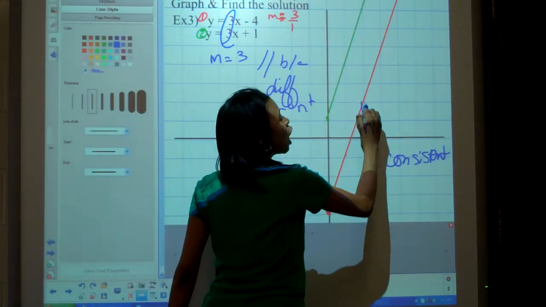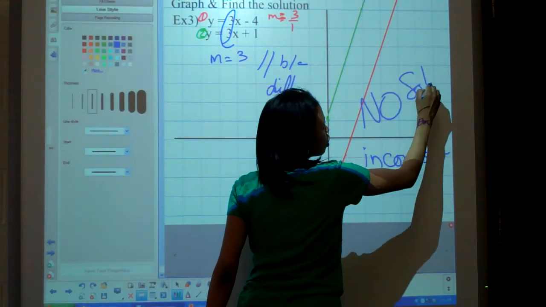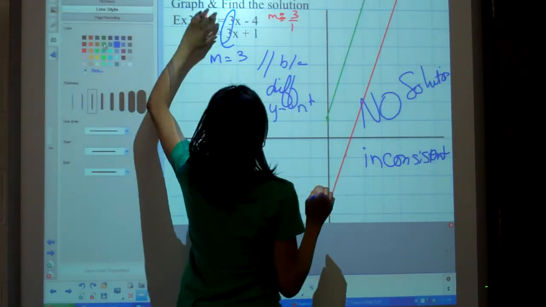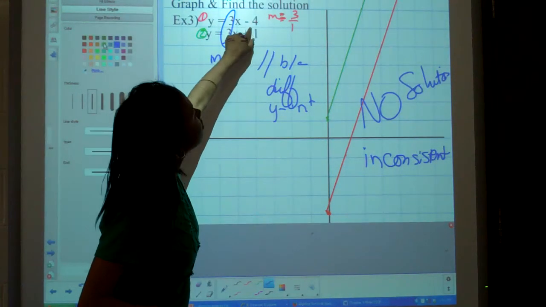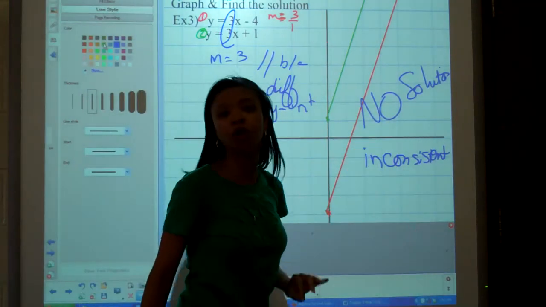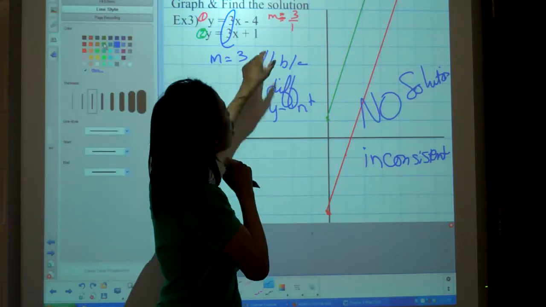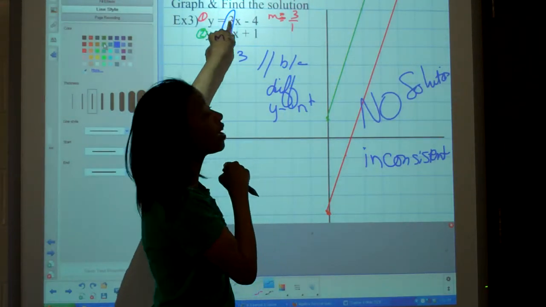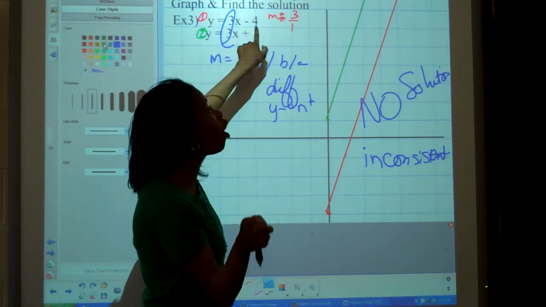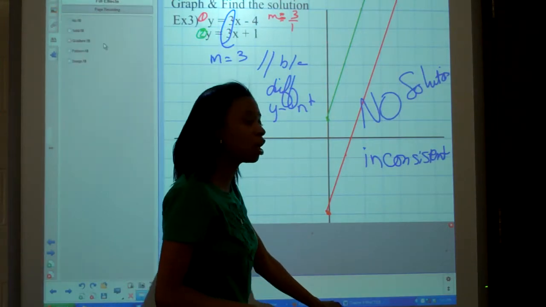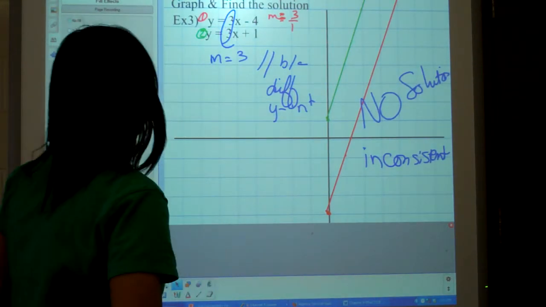So this one has no solution. They're parallel and they have different y-intercepts, so they will have no solution. They're never going to have one place where they're going to intersect. So no solution for this one because they're parallel, they have the same slope, and they also have different y-intercepts. So that one is no solution.